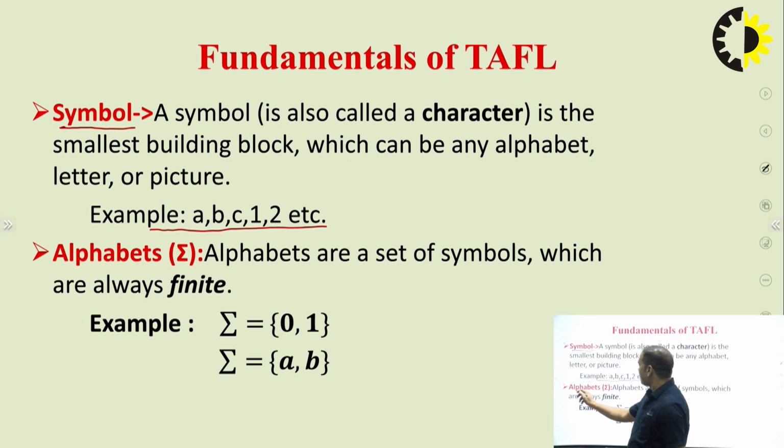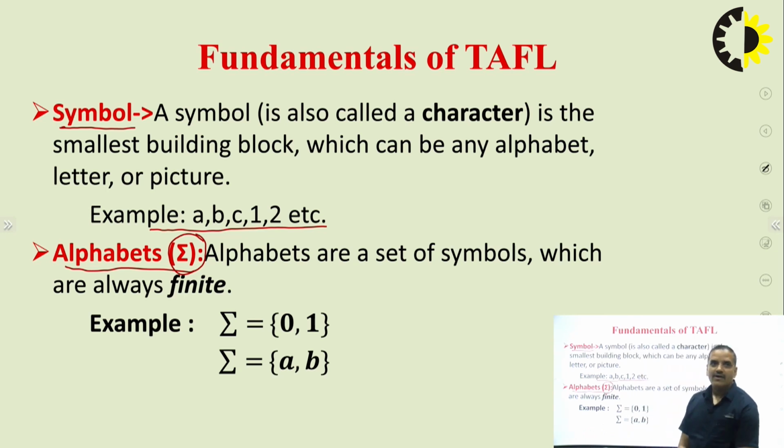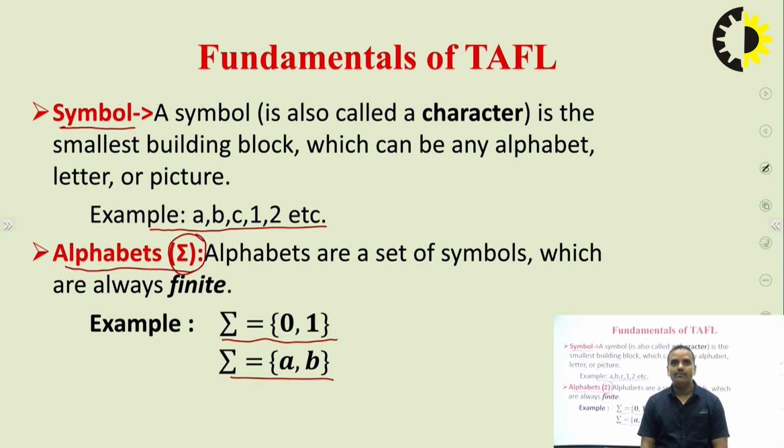Next one is alphabet, and this is denoted by the symbol sigma. Alphabet is a set of symbols which is always finite. That means this is taken as input symbols and this is always finite. Always finite means we have to take a limited number of input symbols, which may be 2, 3, 4, 5, etc. But the symbols must be countable. Next, sigma equal to {a, b}. This is also a set of inputs. This is the alphabet set sigma, which denotes the input characters.